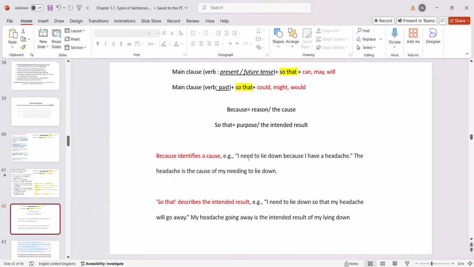For instance, I need to lie down because I have a headache. I mean, the reason that I need to lie down is that I have a headache. But if I say I need to lie down so that my headache will go away, "so that" is what I want to happen. I want my headache to be gone. So "so that" is the intended result.